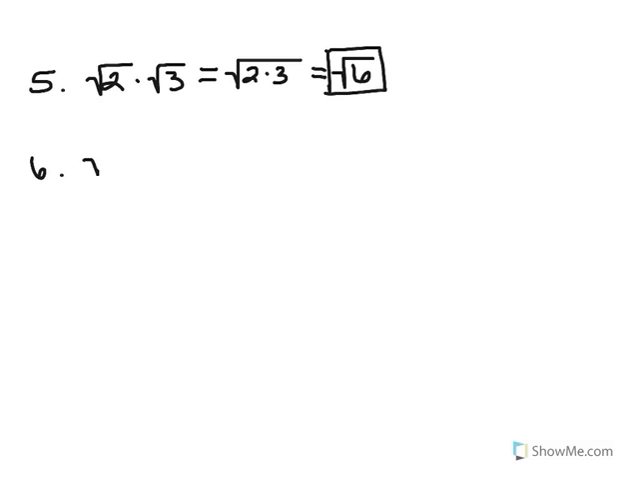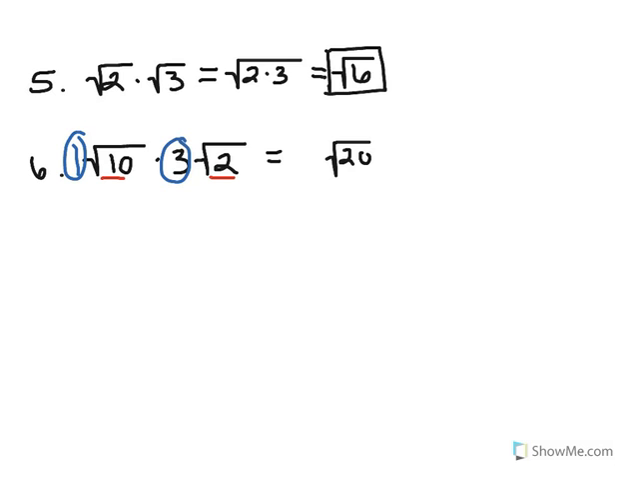How about the square root of 10 times 3 square roots of 2? Let's do the radical part first. So 10 times 2, I'm just looking at the parts under the radical, is 20. Now we need to look at the coefficients of the radicals. In front of the square root of 10, there's a 1. So 1 times 3 is 3.